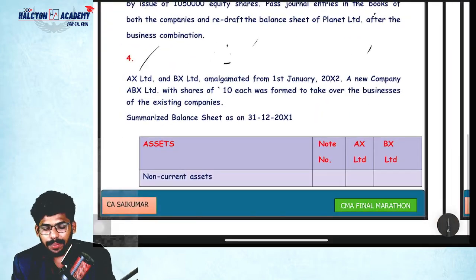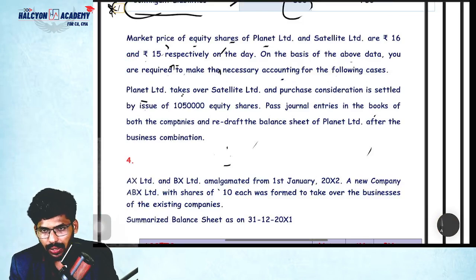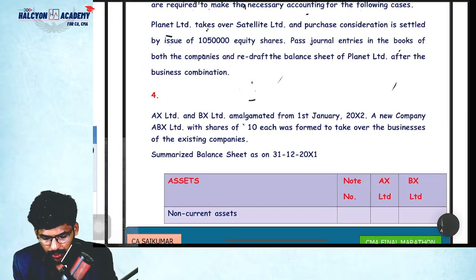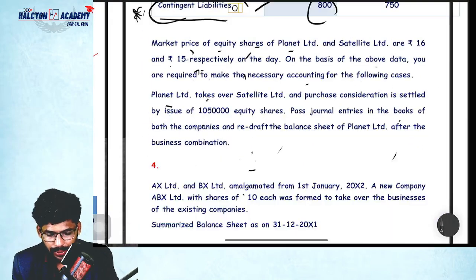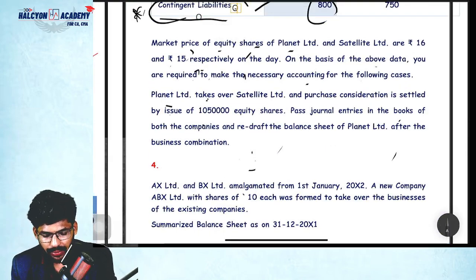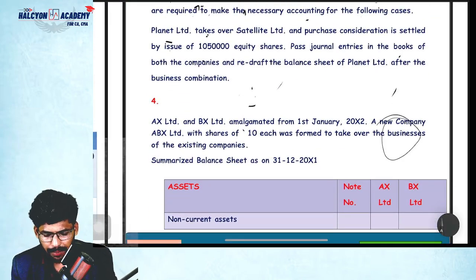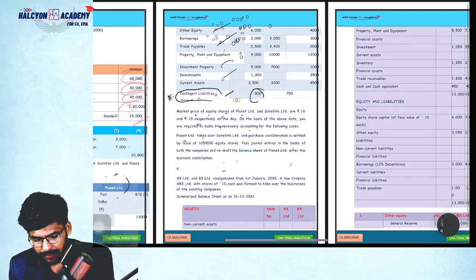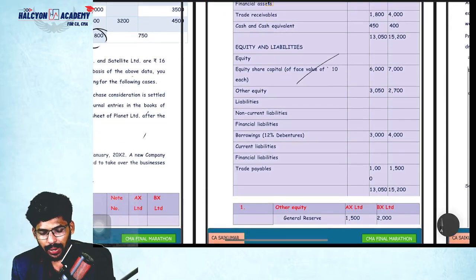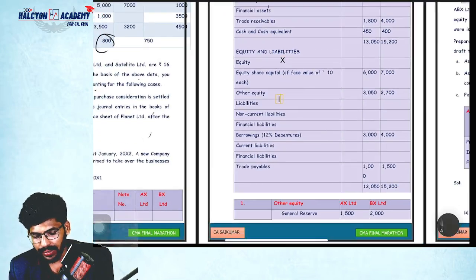See guys, AX limited and BX limited amalgamated from 1st January. A new company ABX limited, with shares of 10 rupees each, was formed to take over the business of existing companies. Summarized balance sheet is given: PPE, financial assets, investment, current assets, inventory, trade receivables, cash and cash equivalents, equity, share capital, other equity, borrowings, current liabilities, financials, trade payables, everything is given.